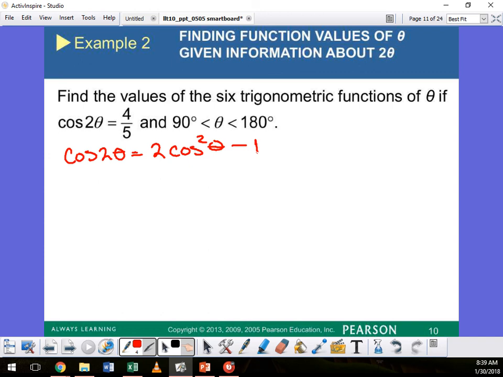So, I'm going to turn this into an equation. I'm going to replace cosine 2 theta with what? 4 over 5. 4 over 5, very good. So, I'm going to replace it with 4 over 5 here. I'm going to take this and put it over here. So, now it's going to become 4 over 5 is equal to 2 cosine squared theta minus 1.